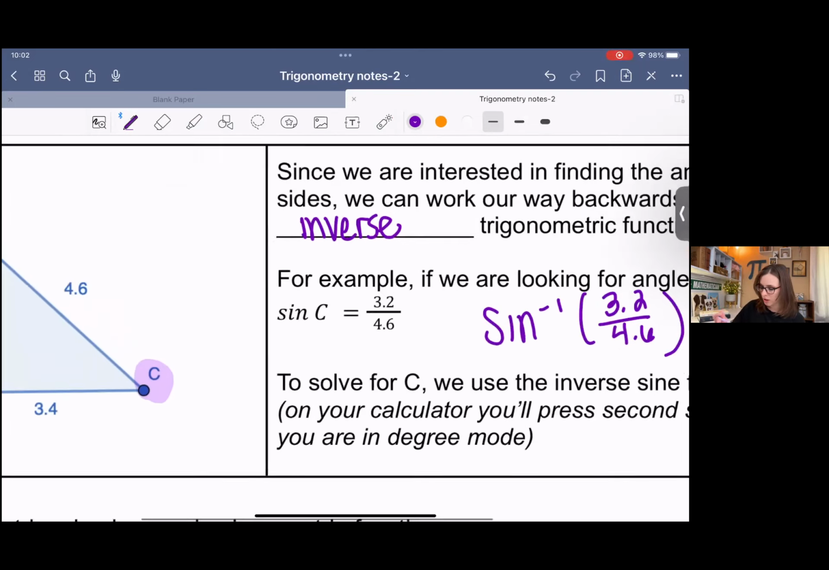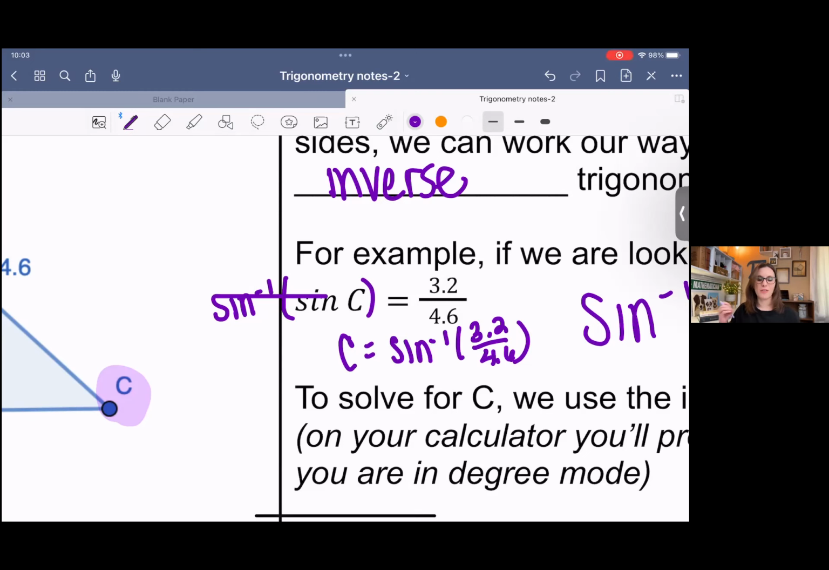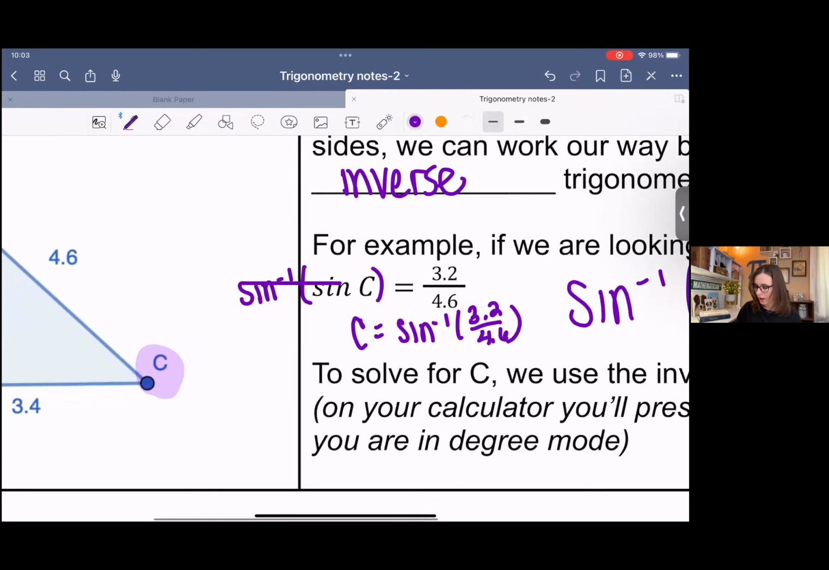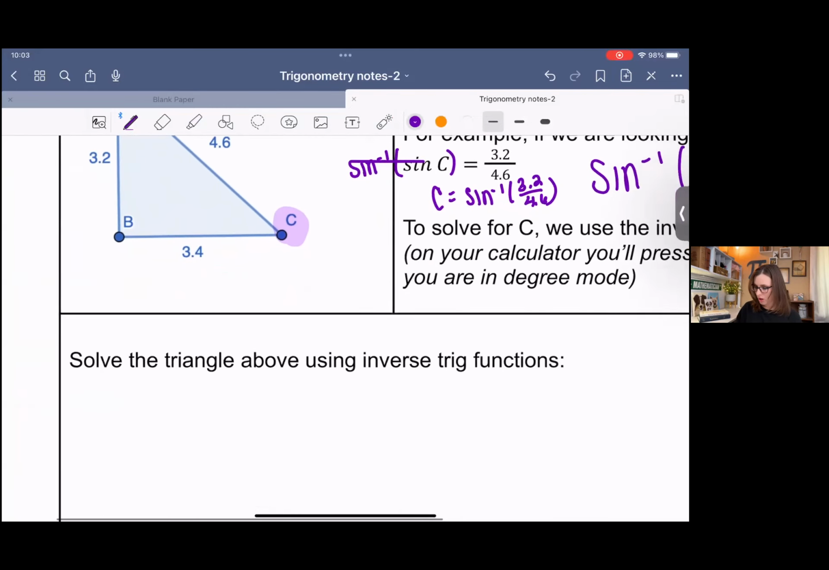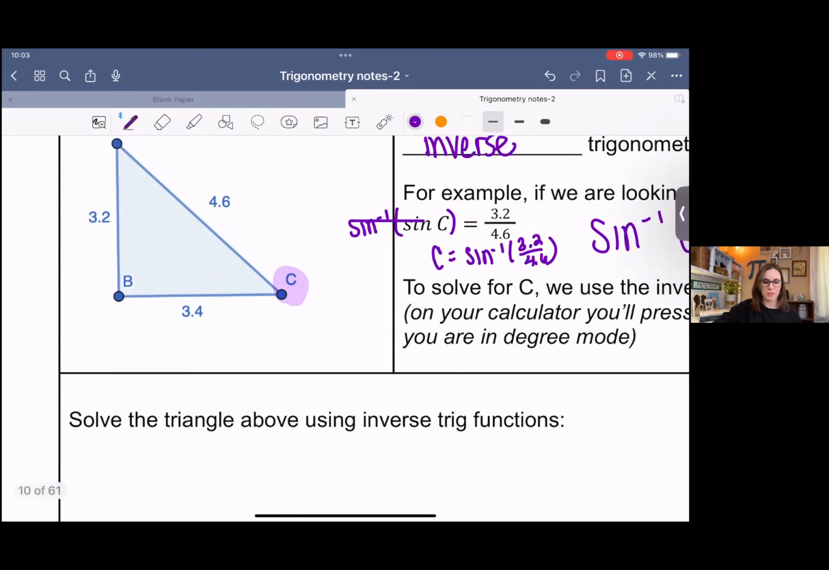So basically what's happening here is we're taking the inverse sine of sine, and then I ran out of room here, sorry. And these inverses undo each other. So we end up with C equals inverse sine of the ratio. Okay, I want you to use that to find the two missing angles. Pause it, find the two angles, come back.